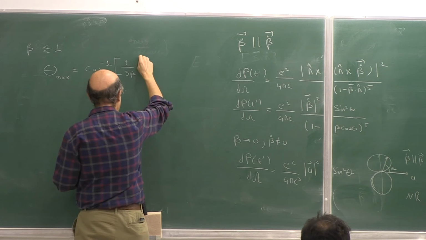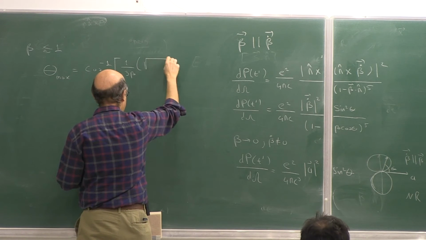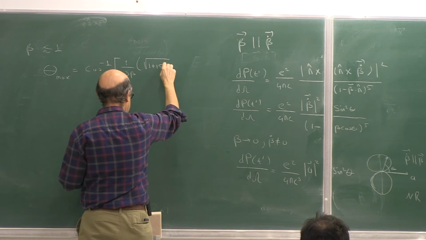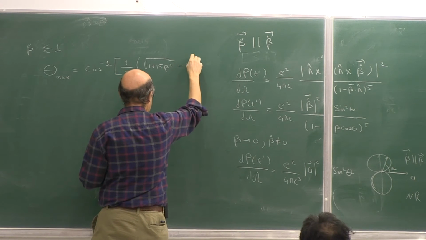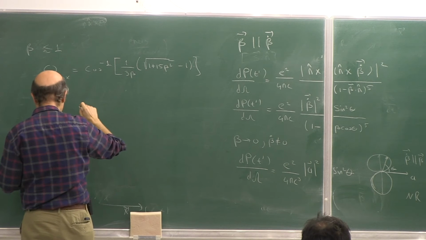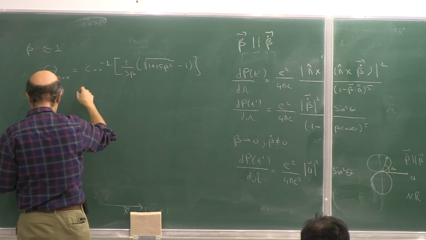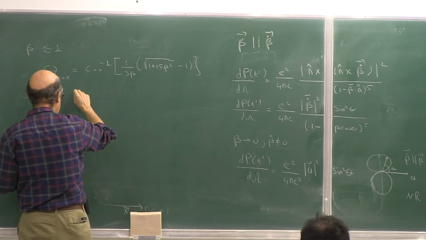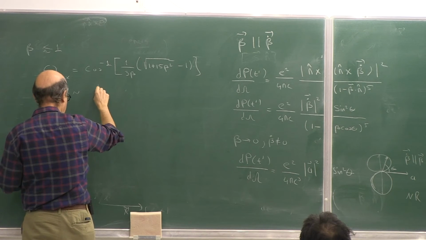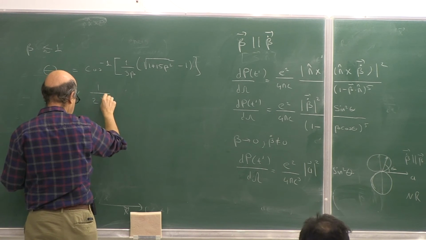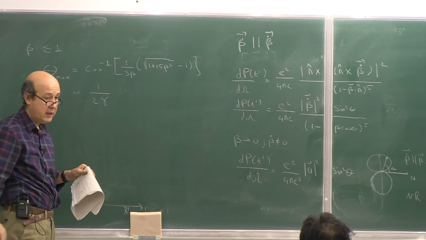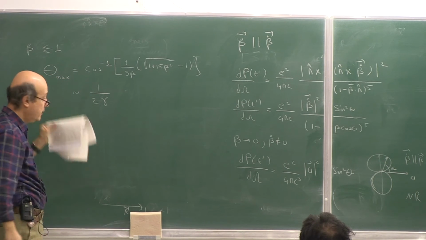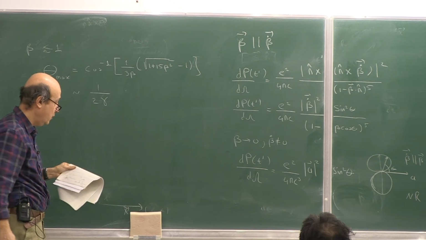1/3 beta, 1 plus 15 beta square minus 1. So this is just a formulation. The important thing, if you do it carefully, is that this is proportional to 1/2 gamma. So this is important. If gamma is 10 or 100, that means the angle is very small.